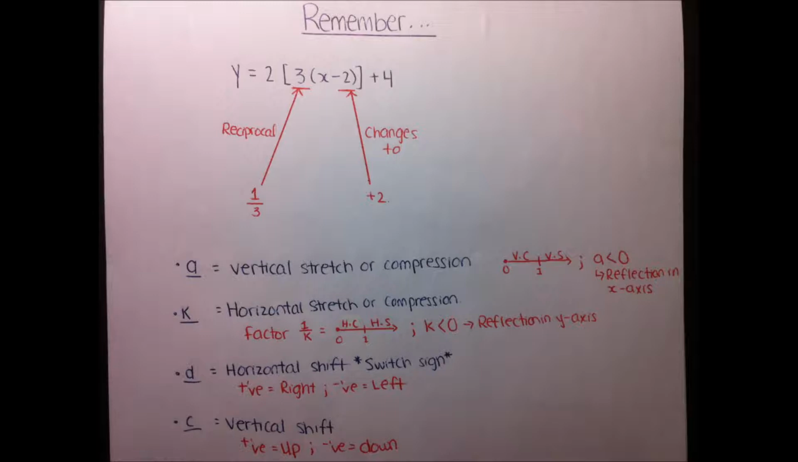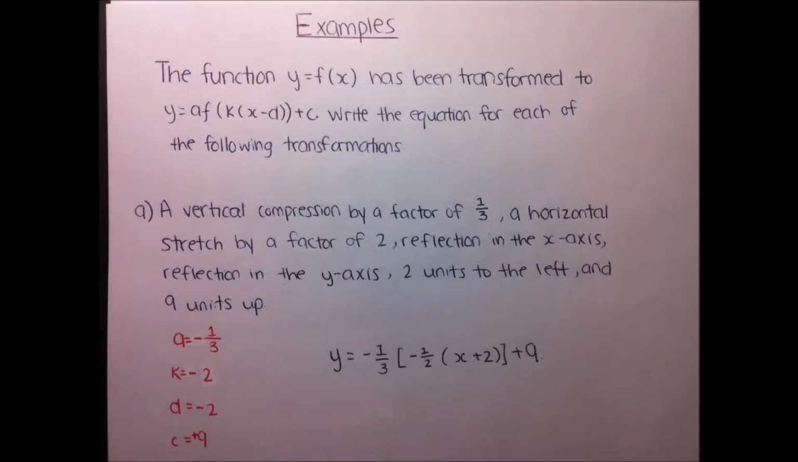D is a horizontal shift, and you need to remember to change the sign. For example, in this question, d is negative 2, so you would actually use positive 2. If the value is positive, the horizontal translation is to the right, and if it's negative, the horizontal translation is to the left. Lastly, C is a vertical shift. For this value, you don't need to change the signs. So if the value is positive, it's a vertical translation up, and if it's negative, it's a vertical translation down.